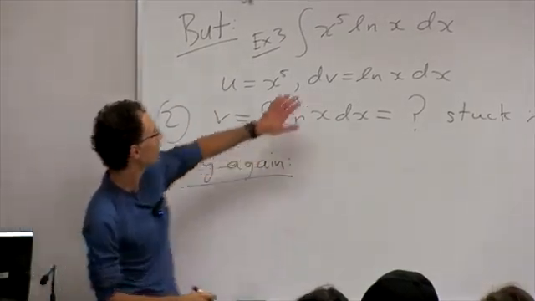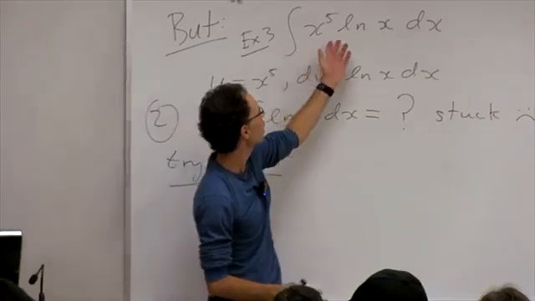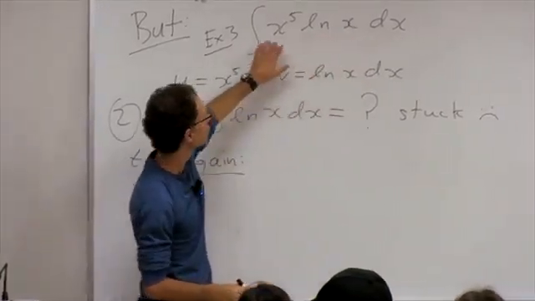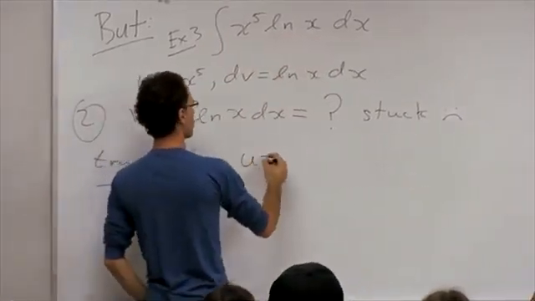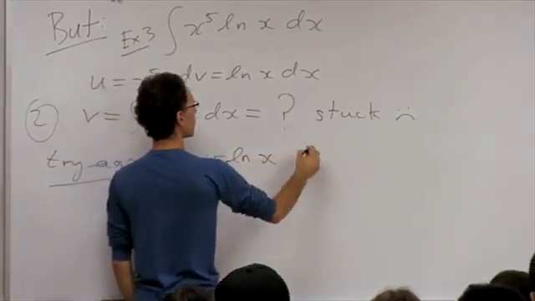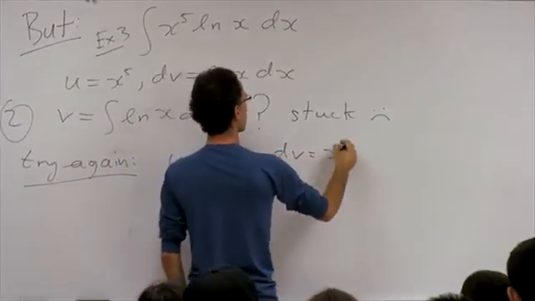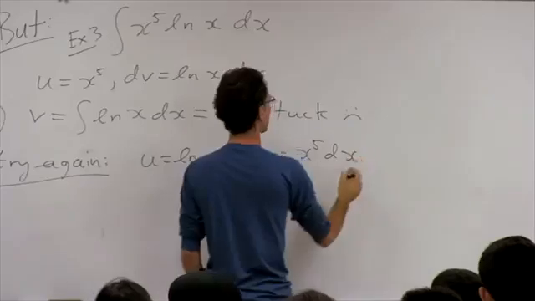Let's use a different choice. Let's try the other way around. You could, for instance, try u to be the natural log of x and dv to be the remainder, x to the fifth dx.